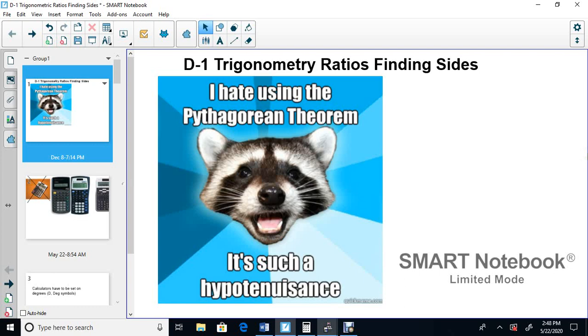Okay, today's the first lesson of trigonometry, and it's ratios, or trigonometric ratios. We're going to find the side lengths today, or find the sides.